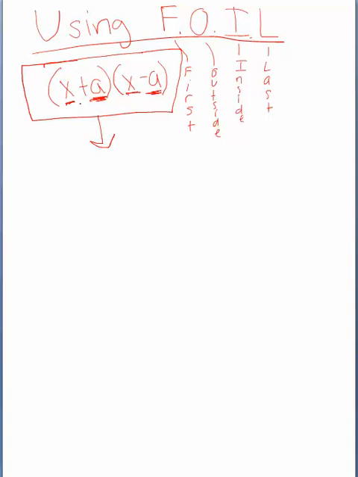So first will be first, x times x, plus outside, x times negative a, plus inside, a times x, and lastly plus the last, which is a times negative a. And to make this less confusing, we'll put these in parentheses.